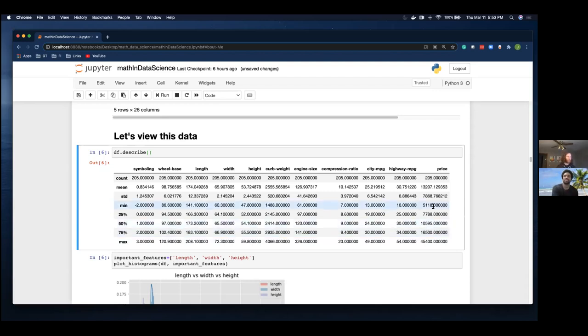Mean, median, mode. So this describe, if this was categorical data, it would show a mode. But since price is continuous, there won't be a mode.